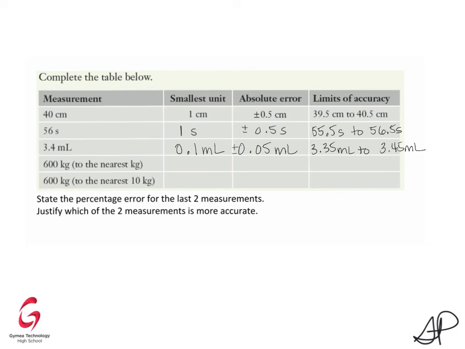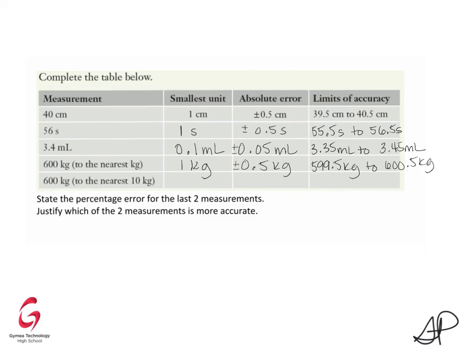Next, we're told that we have 600 kilograms, and it's rounded to the nearest kilogram, so they kind of gave you the smallest unit right there. It's rounded to the nearest 1 kilogram. Our absolute error is half of that. And then we're adding and subtracting that 0.5 to that 600 kilograms.